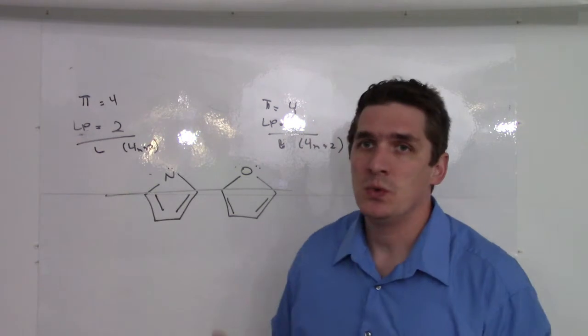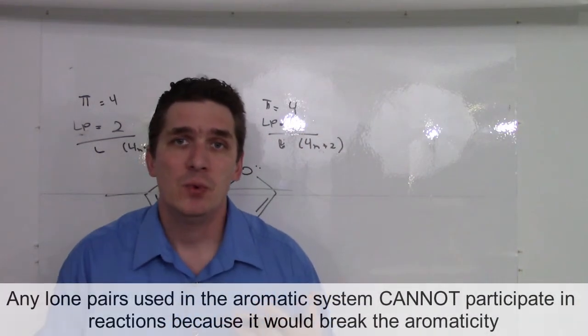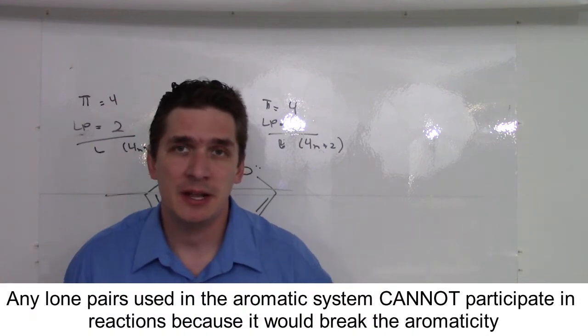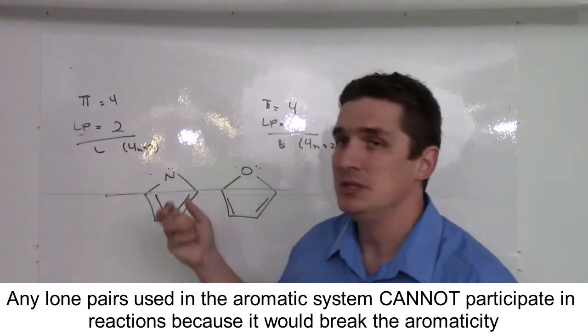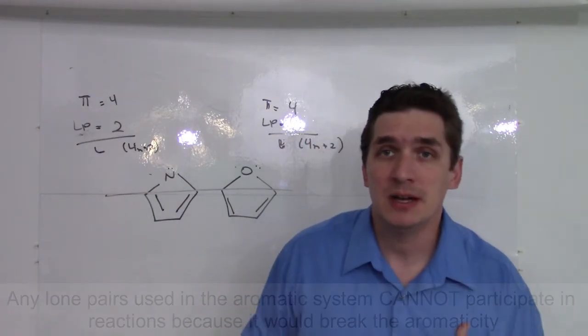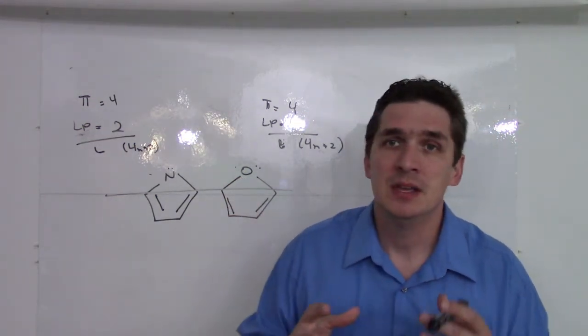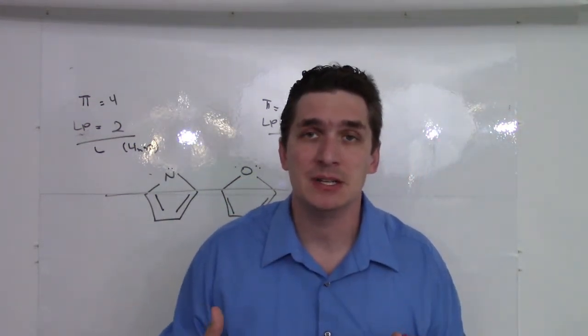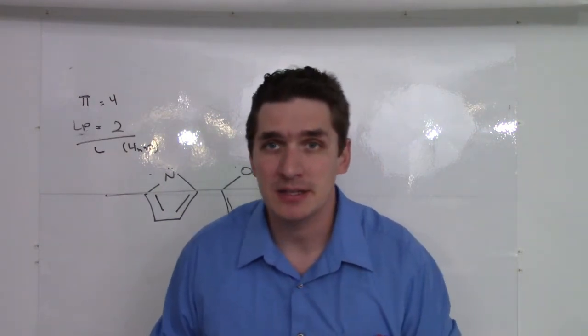Nitrogen here only has one lone pair, and typically this lone pair is how nitrogen acts like a Lewis base. Well, if it's participating in the aromatic ring, it can't participate in acid-base reactions. So in a compound like this, nitrogen is actually not very basic at all, because the lone pair is still being occupied by the aromatic ring. In the case of this compound, only one lone pair of oxygen is being occupied, so this oxygen still has the ability to act as a Lewis base.